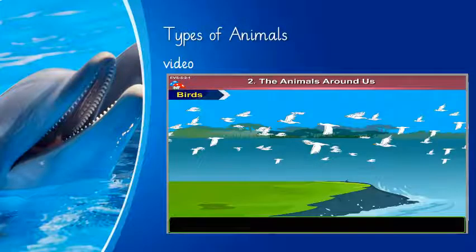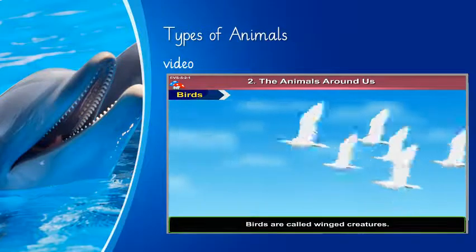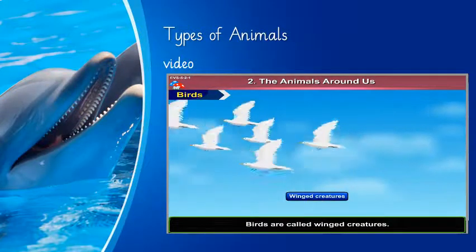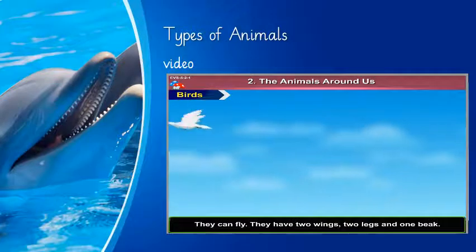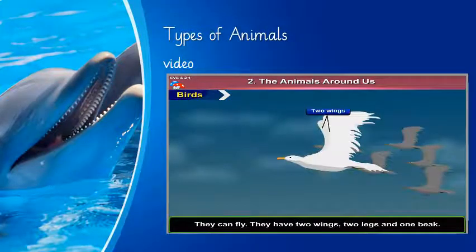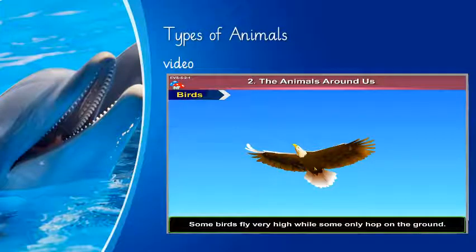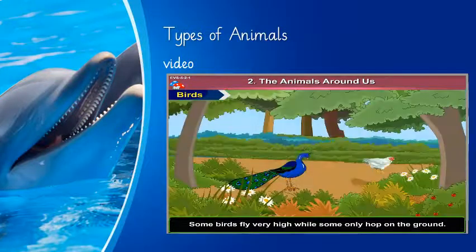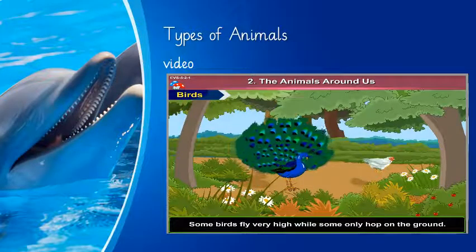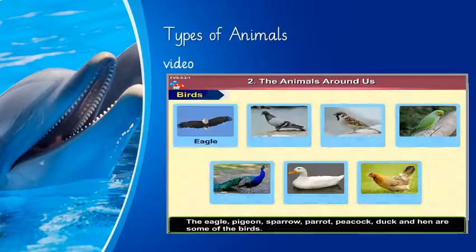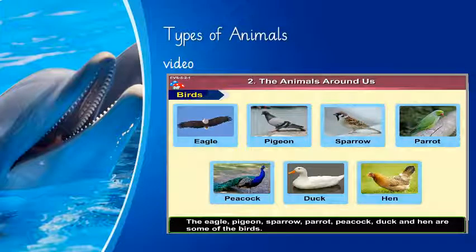2. Birds. Birds are called winged creatures. They can fly. They have 2 wings, 2 legs, and 1 beak. Some birds fly very high, while some only hop on the ground. The eagle, pigeon, sparrow, parrot, peacock, duck, and hen are some of the birds.